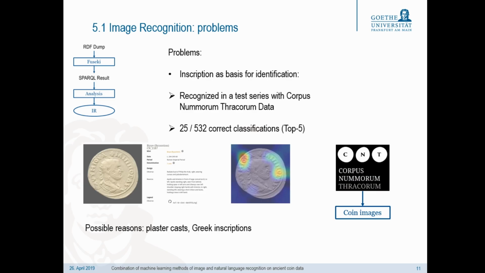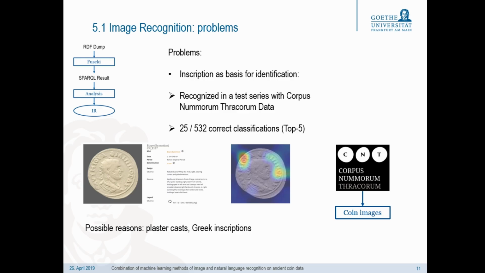Our biggest problem with the image recognition approach is the use of the inscription as basis for the identification. We noticed that problem during a model test with around 500 coin images from the Corpus Nummorum Thracorum database. The results of that test were surprising, because only 25 of 532 images got the correct outcome in the top 5 results. So we generated heat maps for these coins.